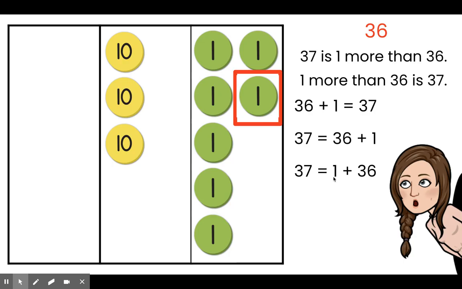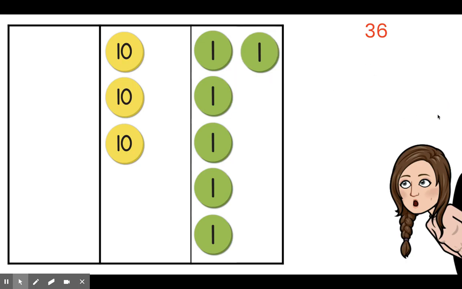We can even switch the addends. 37 equals 1 plus 36. No matter which of these ways we choose to write it, it equals 37. 36 plus 1 equals 37. This equal sign shows us that both sides are equivalent, the same, or equal. So if we move 37, the sum or total, to the beginning of our number sentence, it's okay, because 36 plus 1 is still equal, the same, or equivalent to 37. We're just writing the sum or total first.